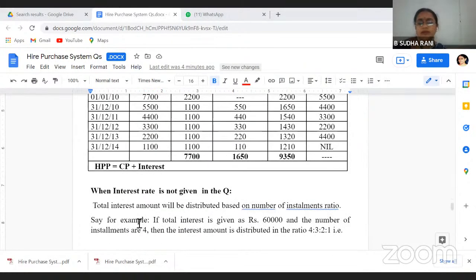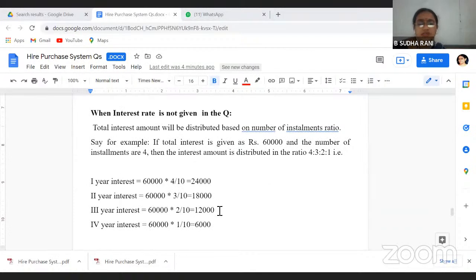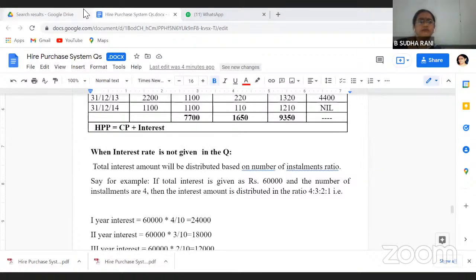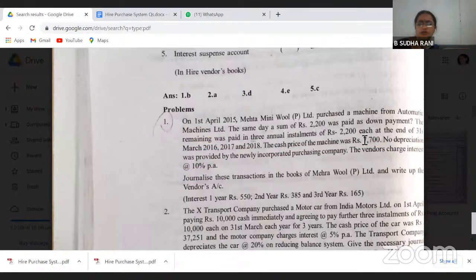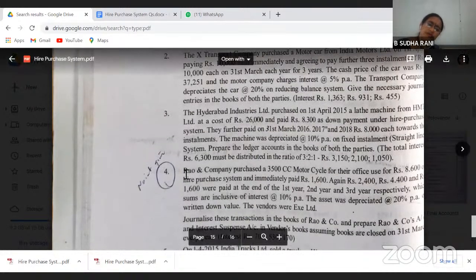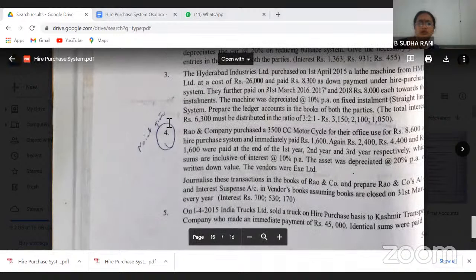Okay. Now look into this. Interest is not given. Say total interest given is 60,000, number of installments 4. So in the question, like our first question only, we gave the installment, total interest, number of installments, everything. No, see here, look at this question. No interest is given. I wrote no interest given.